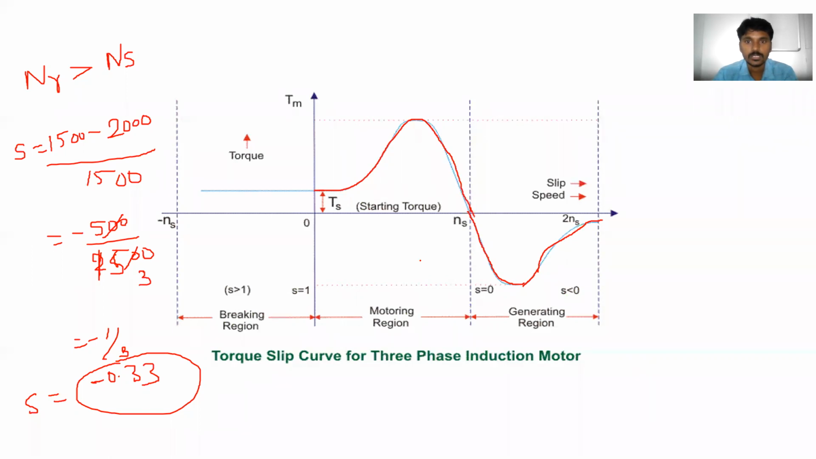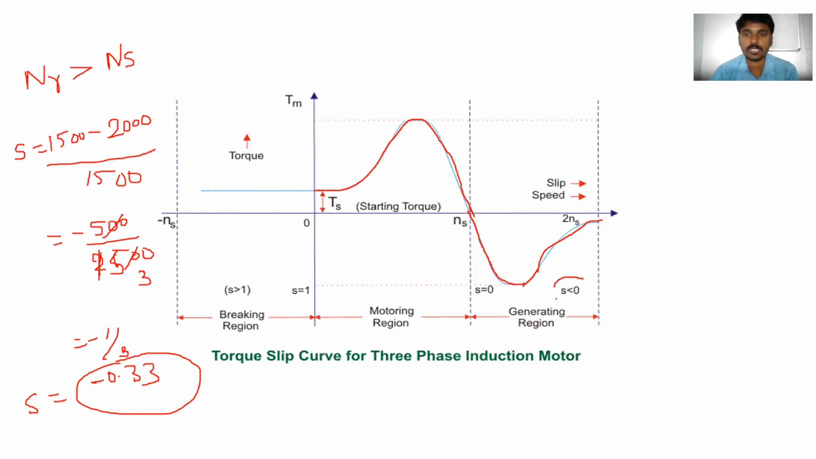Clear? So this is the speed torque characteristics. When the torque goes negative, what will happen? If the torque is negative, it means the current is negative. Negative current means reverse power is flowing, so the machine will work as a generator.